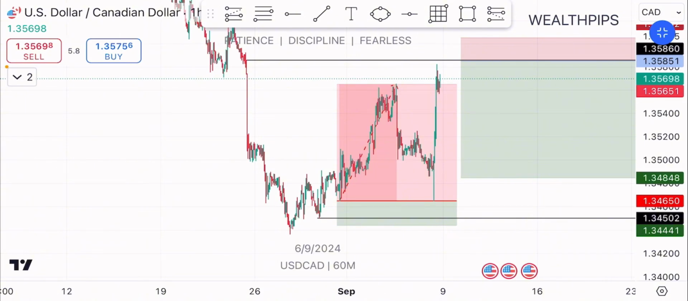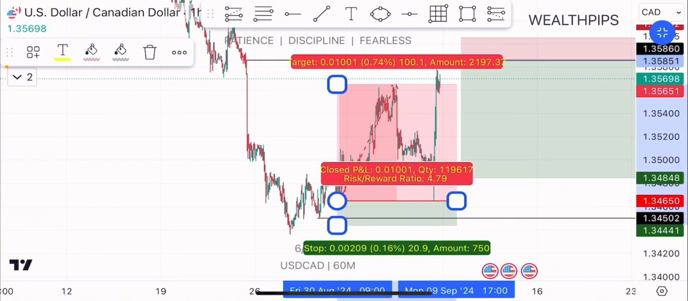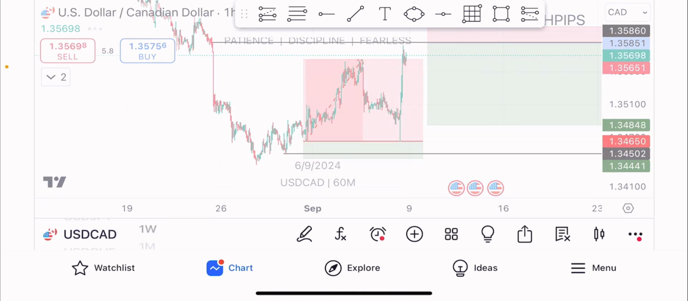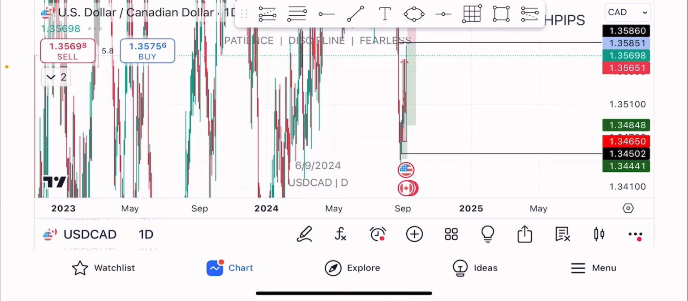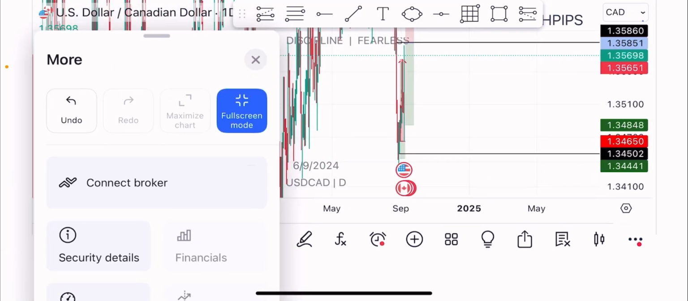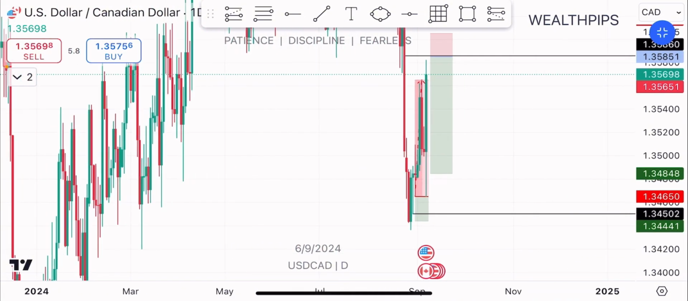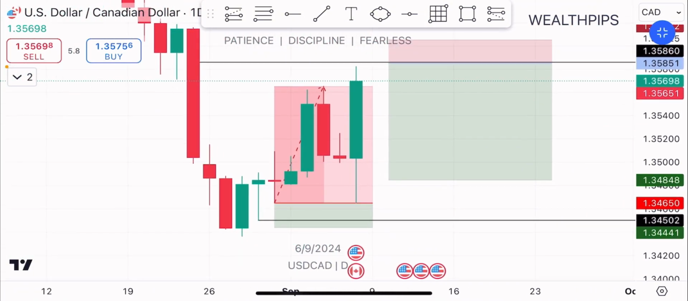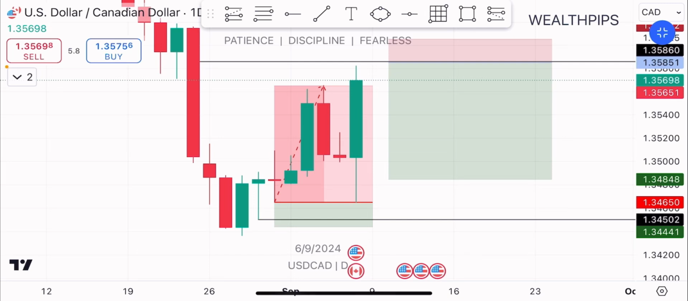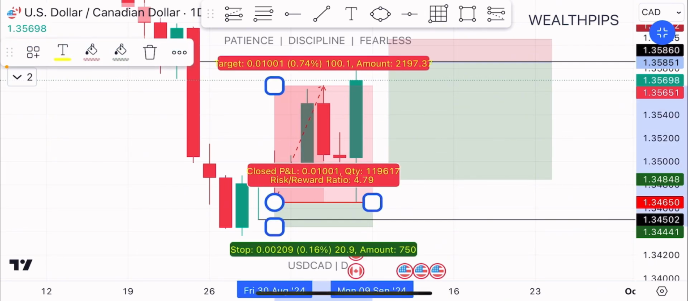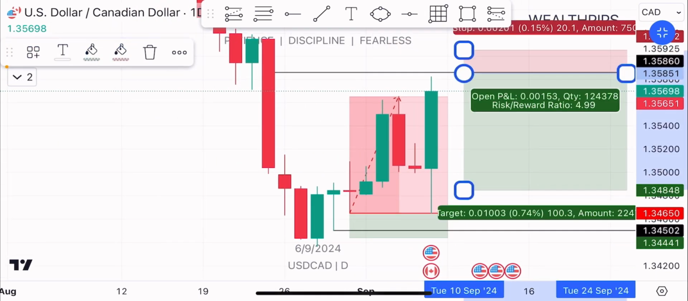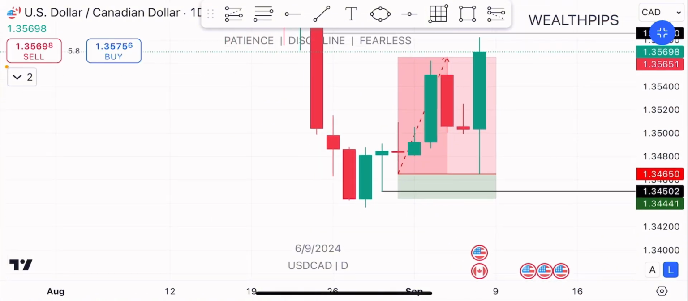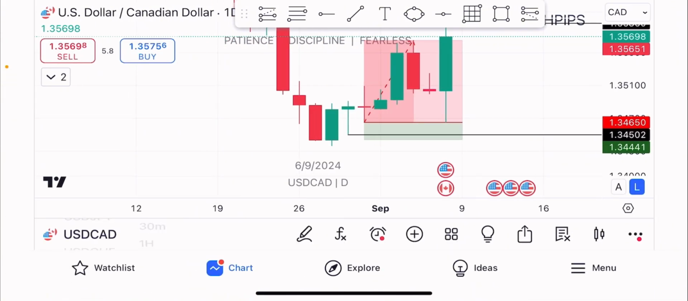You can see how sweet the chart looks now. Let me take it to the daily time frame, so you can see that it was a beautiful move, no stress. Cash it once, 100 pips. Let's jump into the chart and see how I was able to cash this 100 pips.